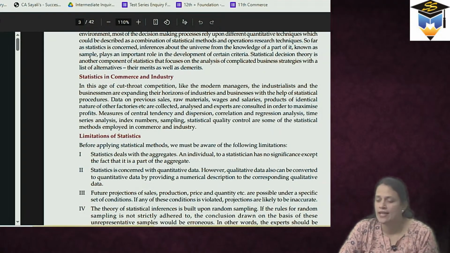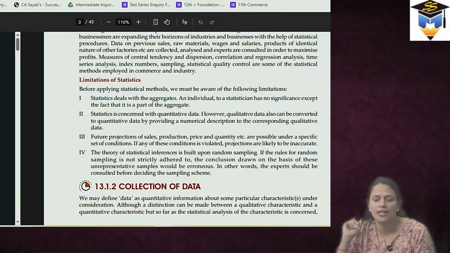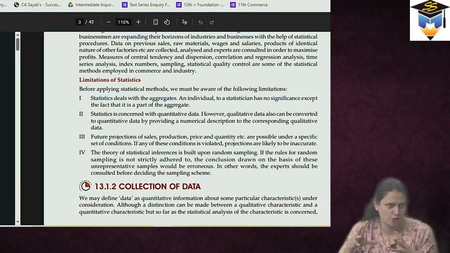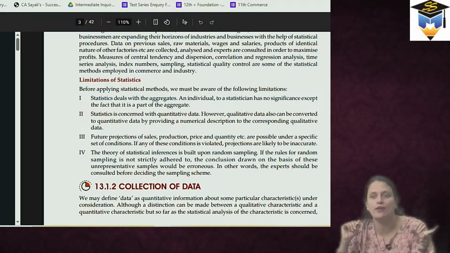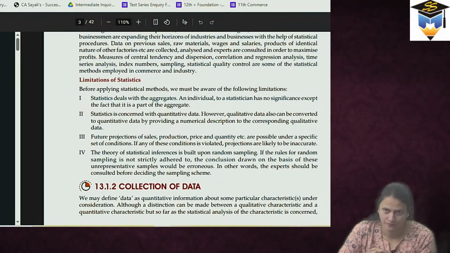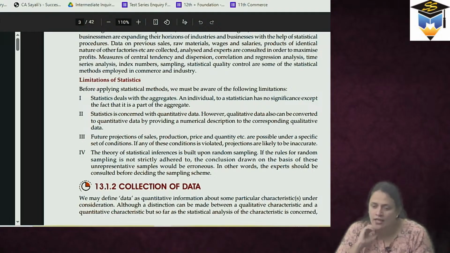All right. Now, when we talk about limitations of statistics, can you tell me what are the limitations of statistics? They have given here statistics deals with an aggregate. Do you know what is an aggregate? Aggregate यानी average. So statistics always deals with an average value. Average value यानी क्या? Let's say it is 29.5. So we can approximately convert 29.5 to what? 30.